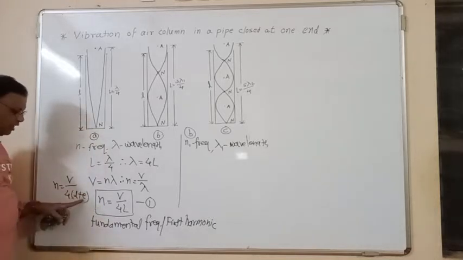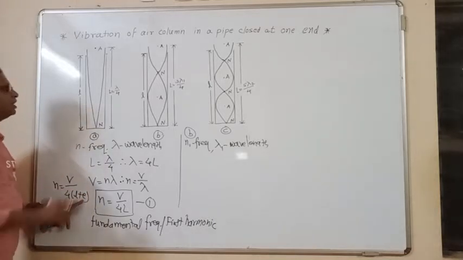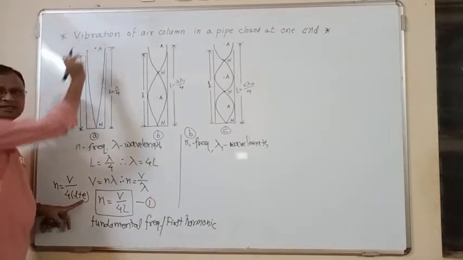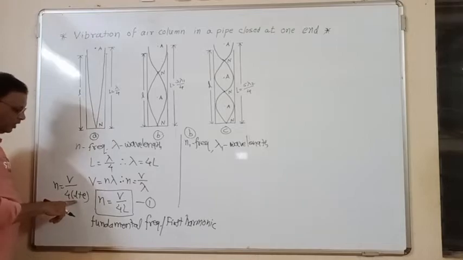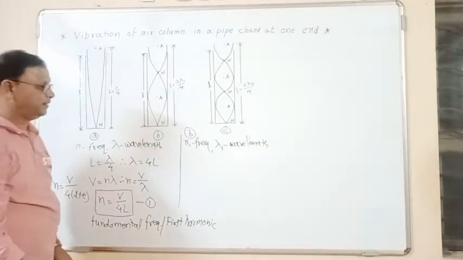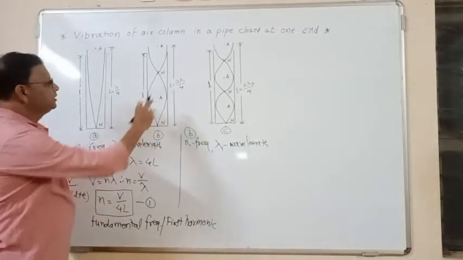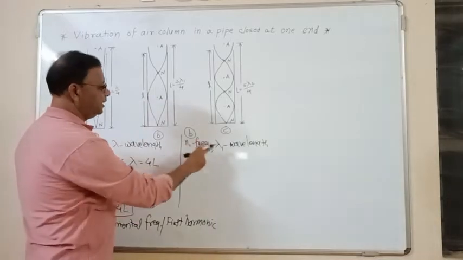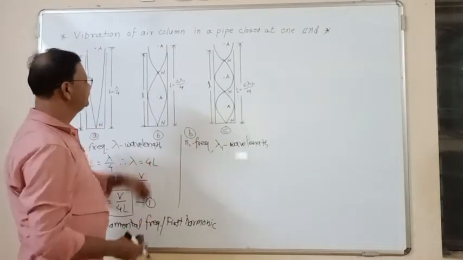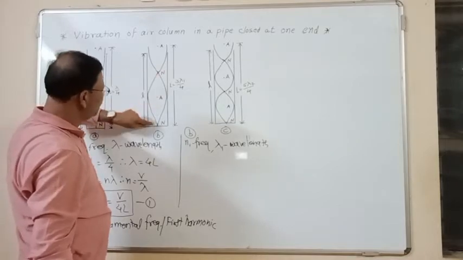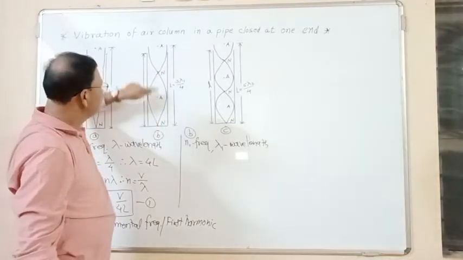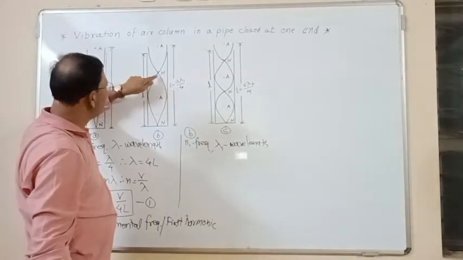You have taken only e here because end correction is on one side. That is one end correction. Okay, 4 into l plus e. Now here, λ1 is the wavelength. Now this distance node to node, as λ1 is the wavelength, this distance is λ1 by 2.